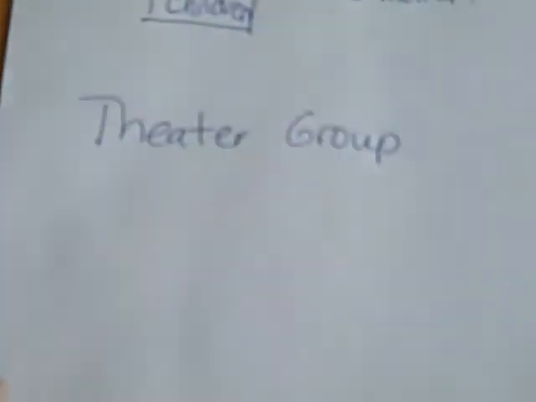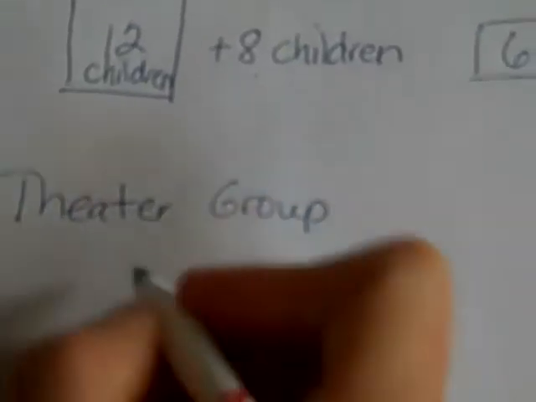Okay, now let's look at the theater group on the next page. There are 8 more women than men in a theater group. The group has a total of 44 members. How many men and how many women are in the group? We're going to use Singapore math to do this. So let's write down what we know.